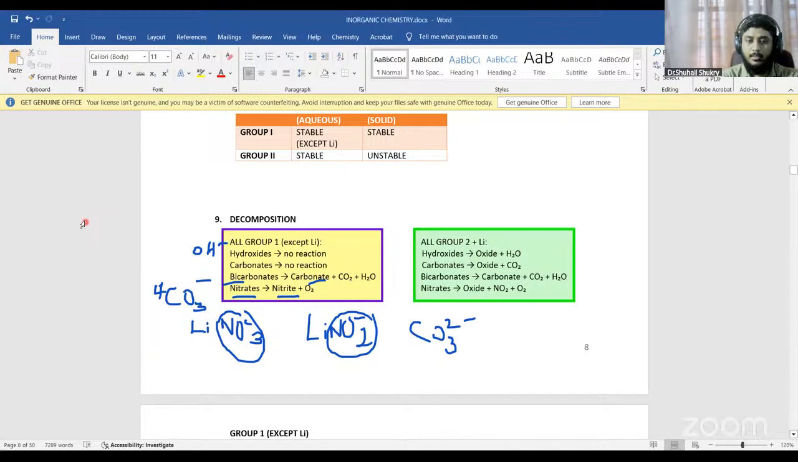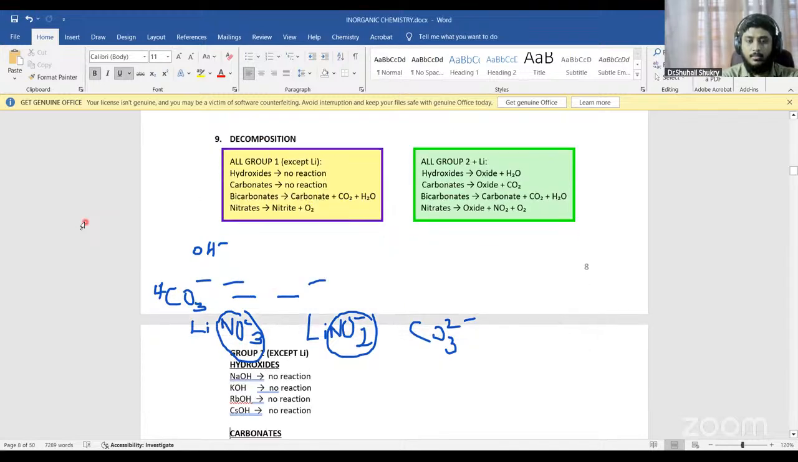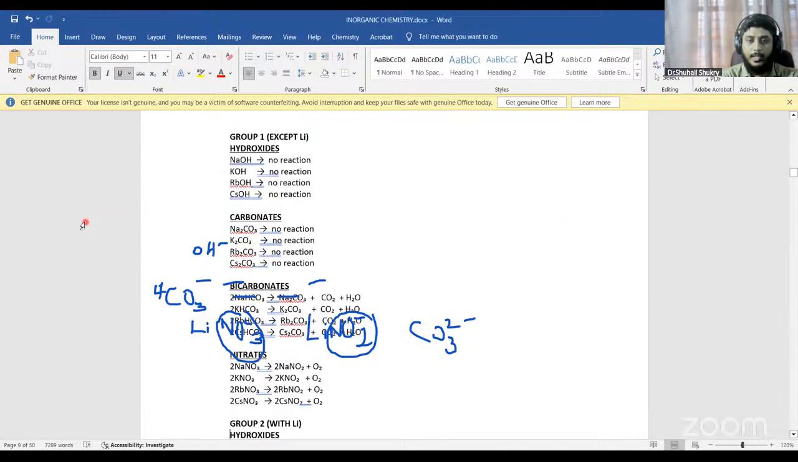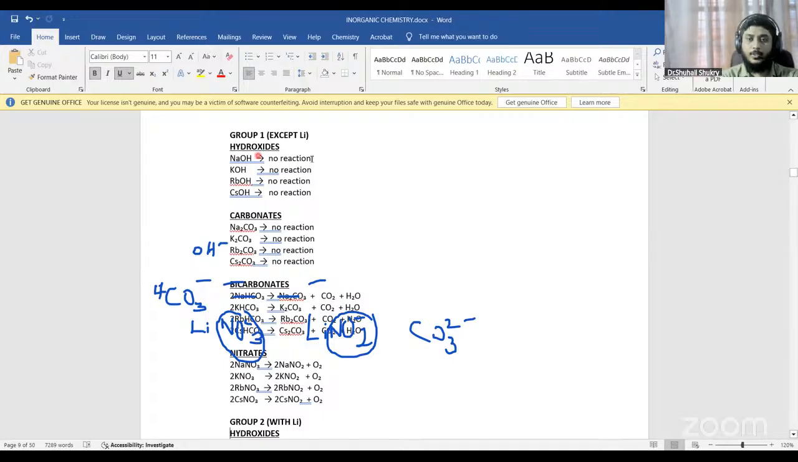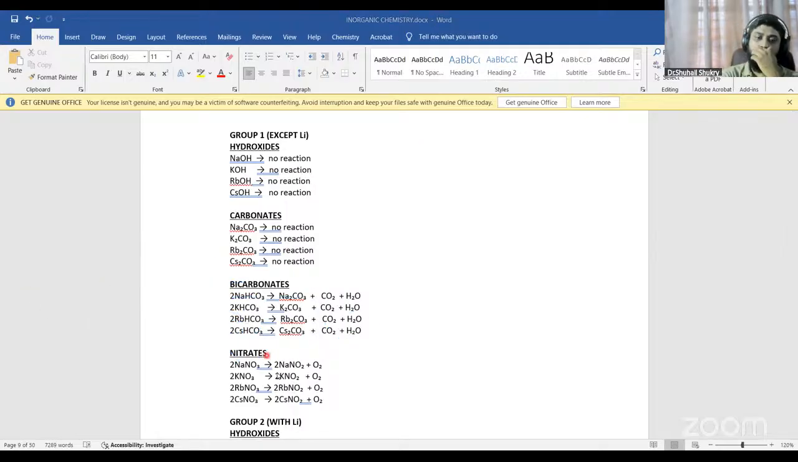Now let's see. You can see how they are reacting. This is hydroxide. When you heat the hydroxide, you can see no reaction. When you heat the group 1 carbonates, no reaction. When you heat the group 1 bicarbonates, it will produce sodium carbonate, CO2 and water. Then nitrates: sodium nitrite, O2, potassium nitrite, O2. Group 1 will give you the nitrite and O2.